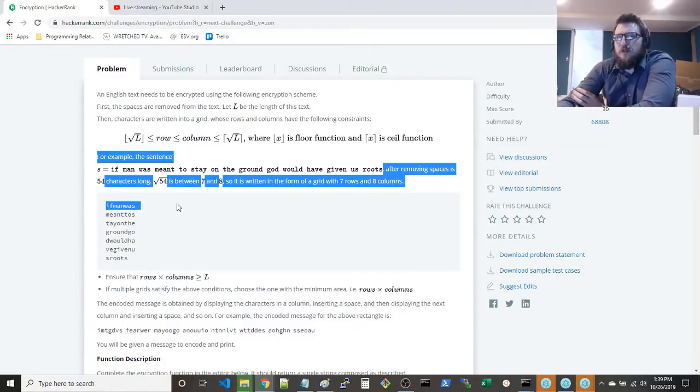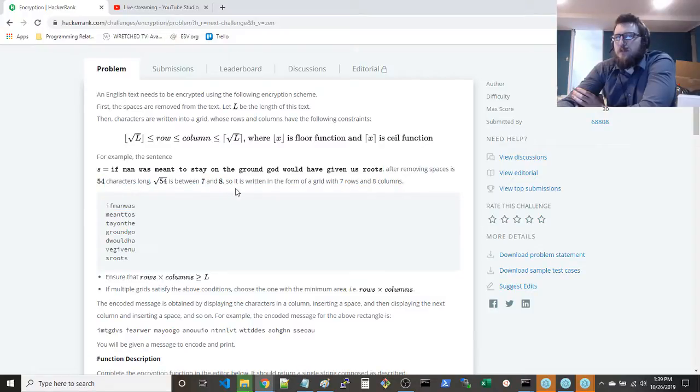Okay. For example, the sentence, if man was meant to stay on the ground, God would have given us roots. After removing spaces is 54 characters long, 54 is between 7 and 8, and so is written in the form of a grid with 7 rows and 8 columns. Oh, I see. So you've got to have at least 7 rows. Yeah, it's at least n by n, and then that obviously won't be enough space, so you would increase to 1 more column. Okay.